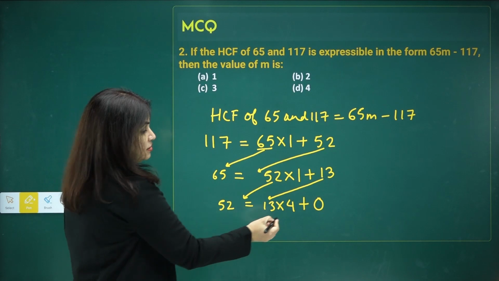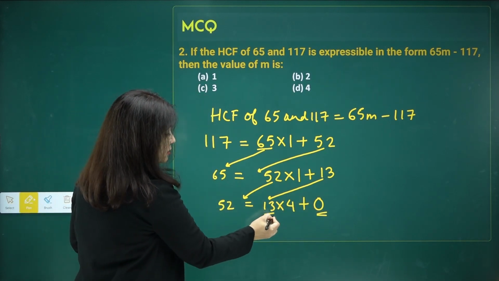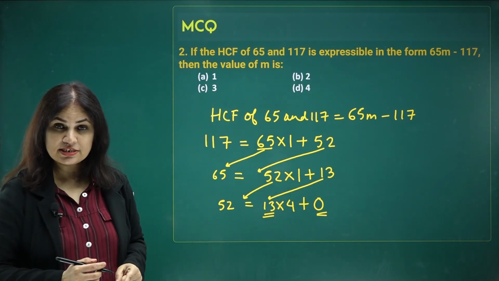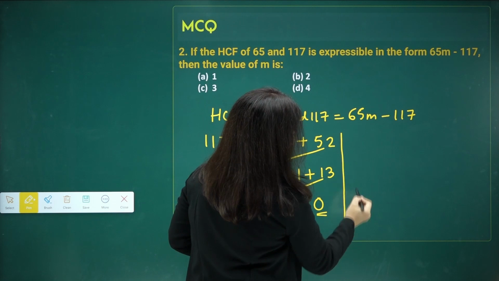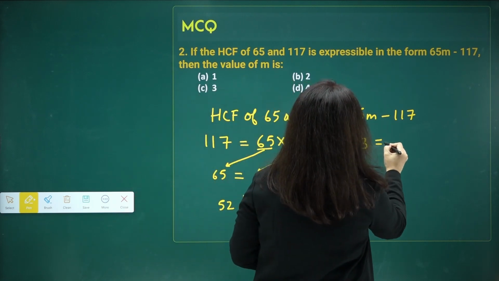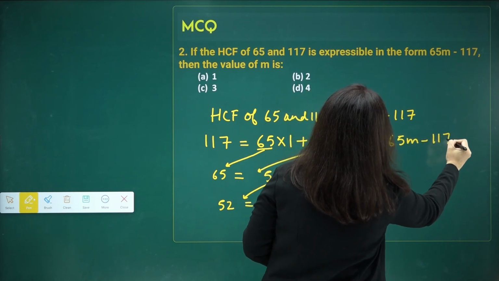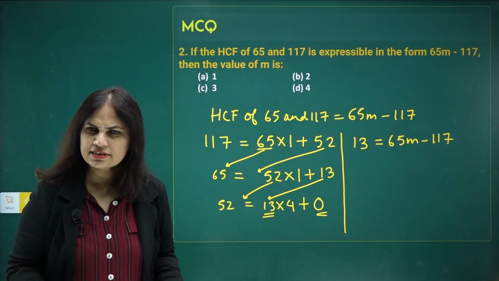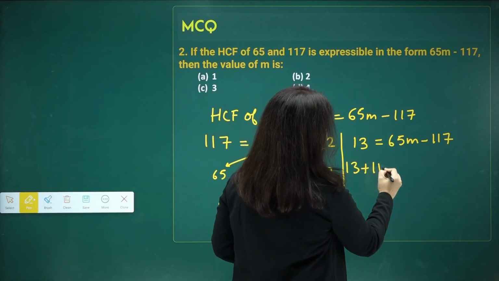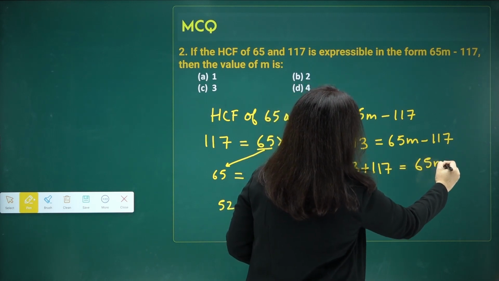Now, the divisor for which we are getting the remainder 0 is 13. So, the HCF of 65 and 117 is 13, and it is given that this 13 is equal to 65m minus 117. We can easily find out the value of m. 13 plus 117 is equal to 65m.